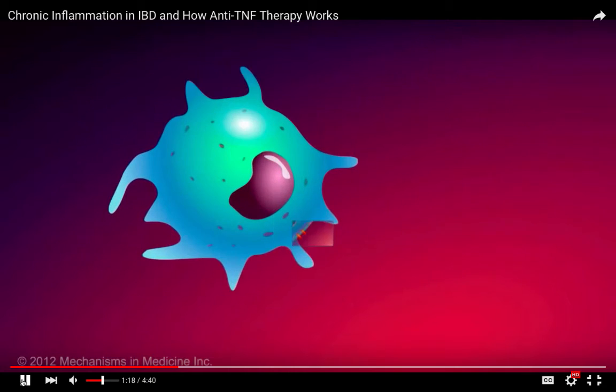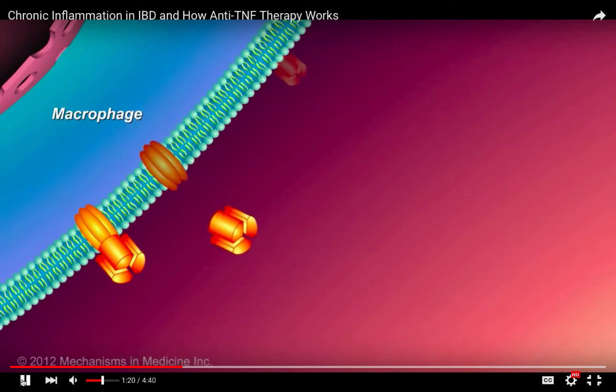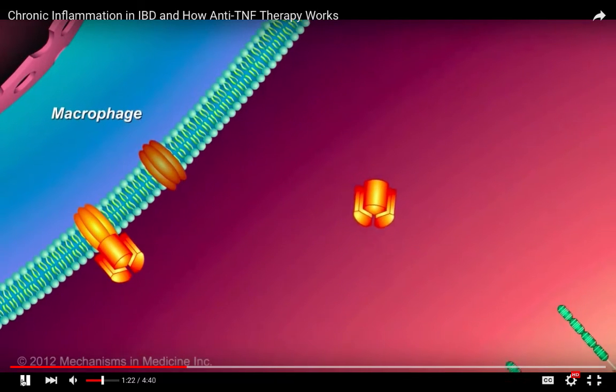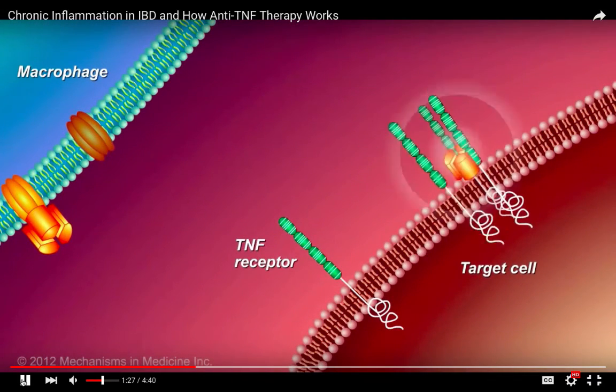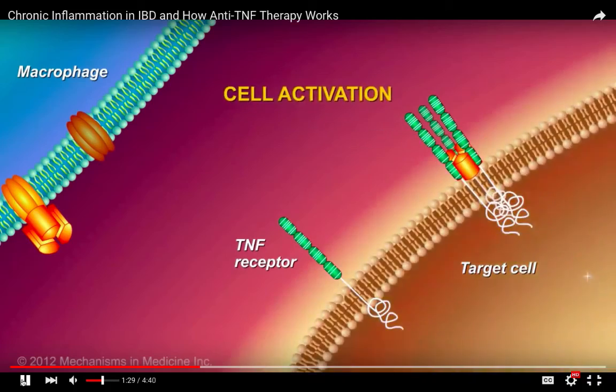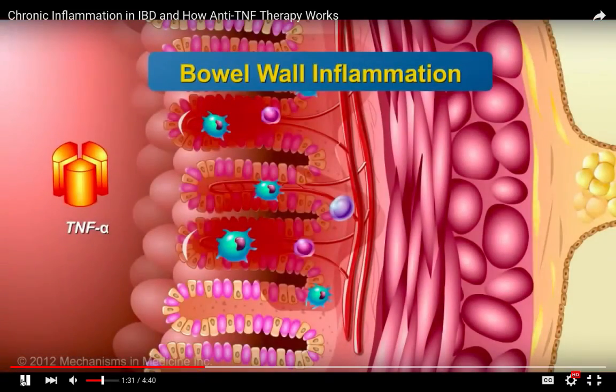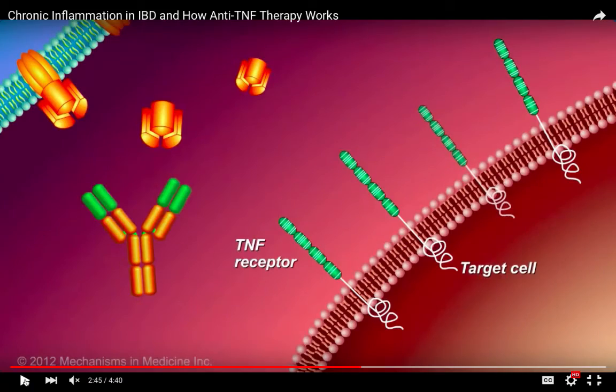When TNF alpha is released from cells, it interacts with other cells through the TNF receptors on the surface of the cells, and this leads to inflammation. Inflammation leads to ulcers in the intestines. So how does infliximab help reduce inflammation? Infliximab is an anti-TNF alpha agent. It has a high affinity binding to TNF alpha.